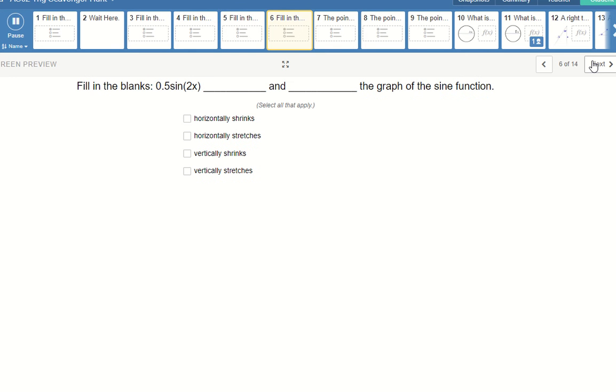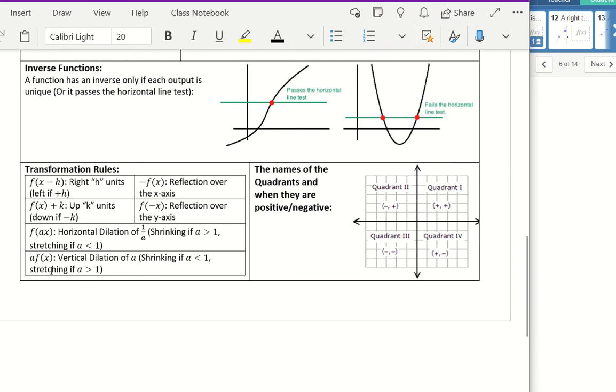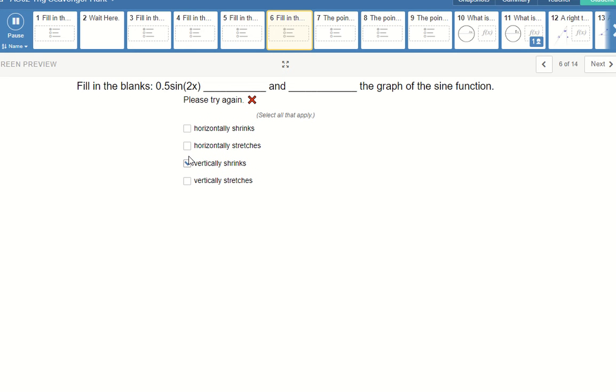So this one has 2 answers, 0.5 times sine of 2x. So let's look again, 0.5 on the outside, 2 on the inside. That 0.5 on the outside here is going to be a shrinking, right? If A is less than 1, a smaller number on the outside makes it smaller. It makes sense. So it's going to be a vertical shrink. And then what does the 2 on the inside do? Bigger number on the inside means it gets smaller horizontally. It's the opposite of what we think. Horizontal shrinks. Oh yeah, this one's all janky. This is correct even though it says it's not.